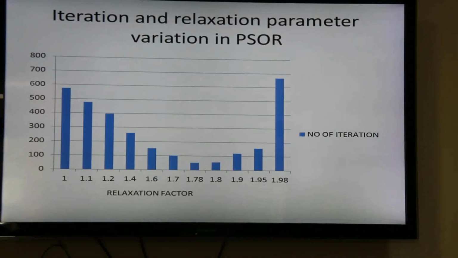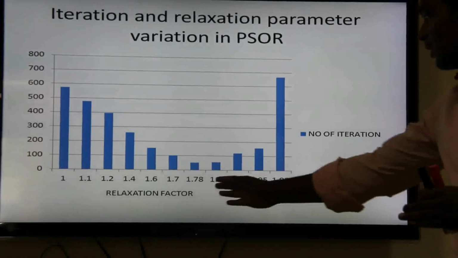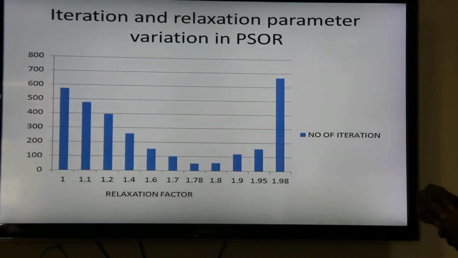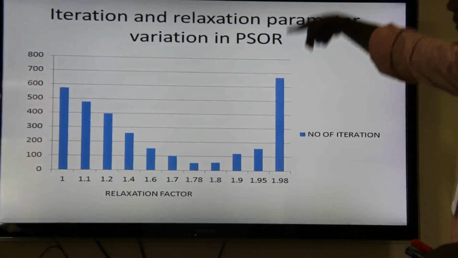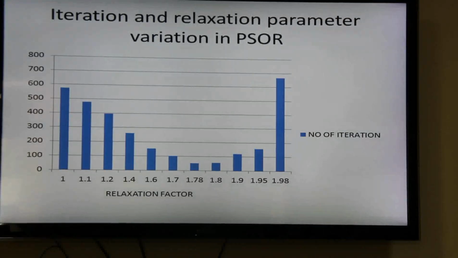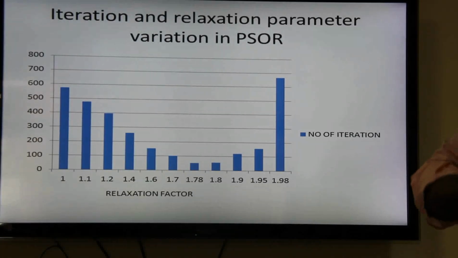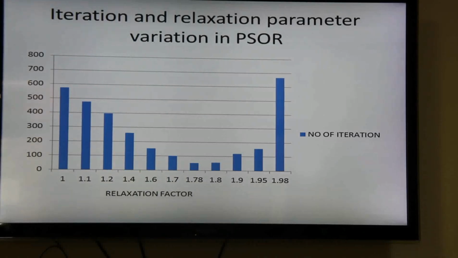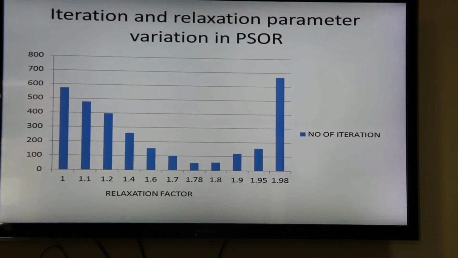And similarly, when you use the PSOR technique, it is stable. Again you can see the curvature, like a C section, an upward concave section. Up to 1.78 it reduces our iteration. When you increase the relaxation factor above 1.78, the iteration to converge our result increases again for the PSOR technique.